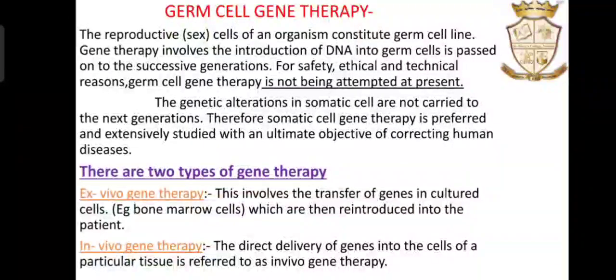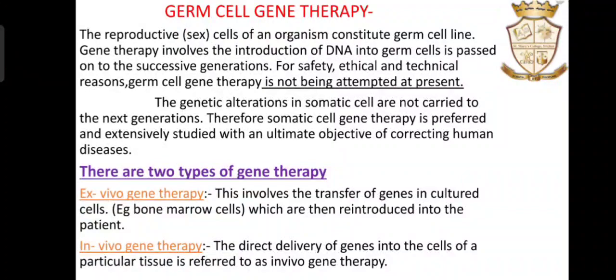Germ cell gene therapy. The reproductive sex cells of an organism constitute the germ cell line. Gene therapy that involves the introduction of DNA into germ cells is passed on to the successive generation. For safety, ethical and technical reasons, germ cell gene therapy is not being attempted at present. The genetic alterations in somatic cells are not carried to the next generations. Therefore, somatic cell gene therapy is preferred and extensively studied with an ultimate objective of correcting human diseases.